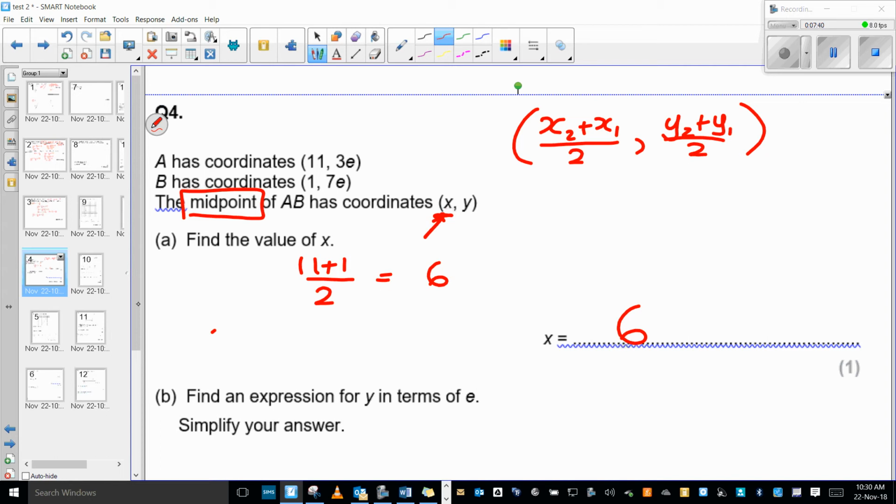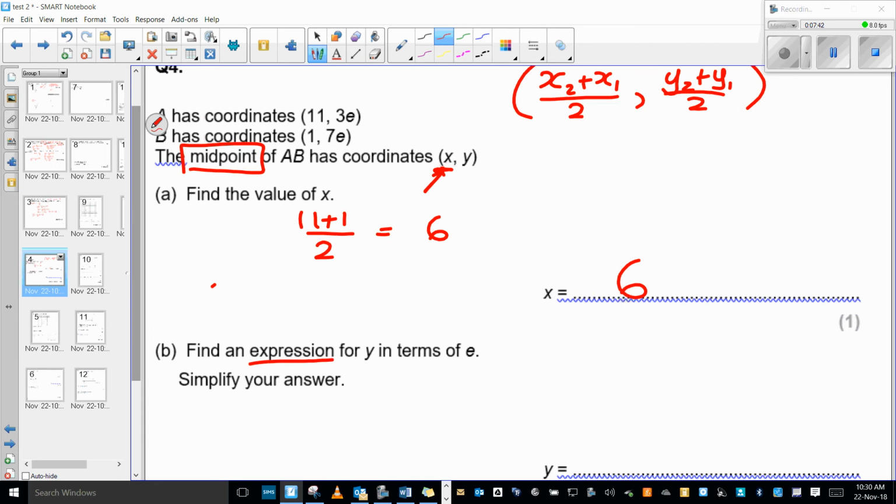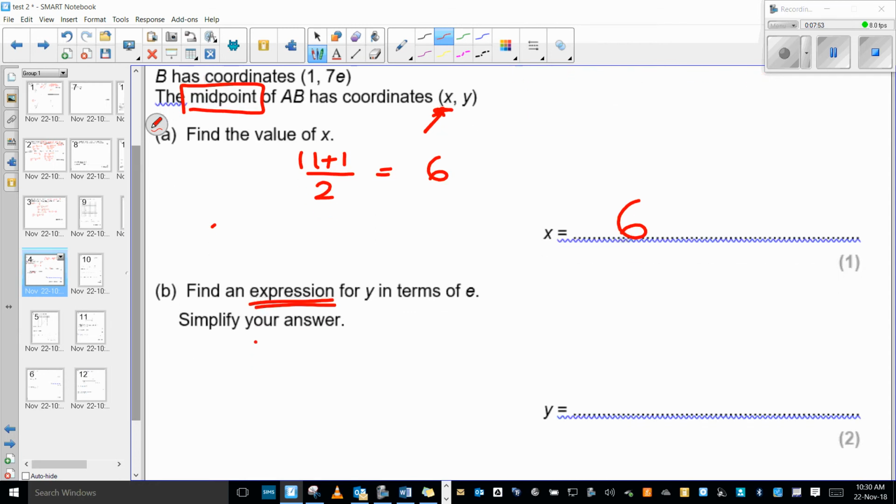Okay. E, it says find an expression. The reason that we can only find an expression for y is because they've given it in terms of e. But we do the same method. So we're still going to have 7e plus 3e divided by 2. This is the key point here though. It says simplify your answer. Okay, so just leaving it like that is not enough. 7e plus 3e would be 10e. It's still divided by 2. Can we simplify that then? Yeah, to become 5e. So it says find expression for y, and you just take the y's.